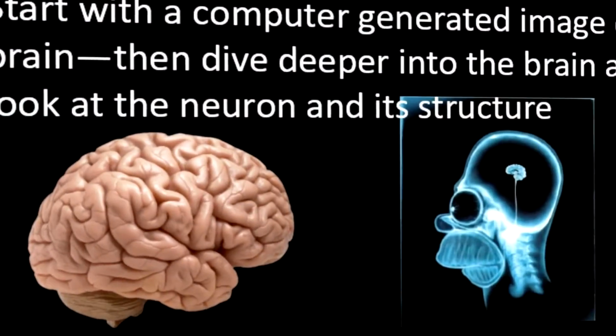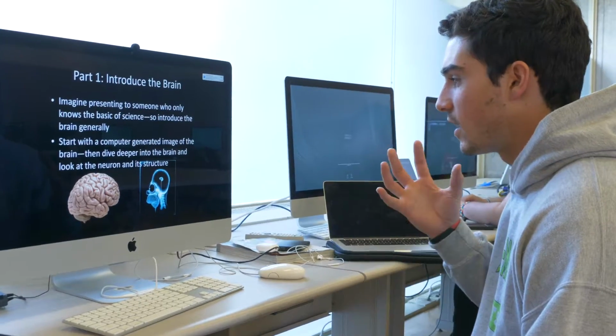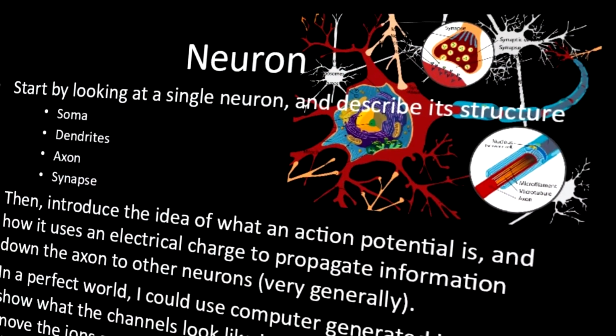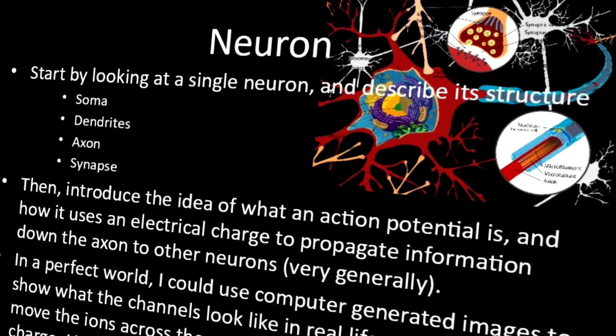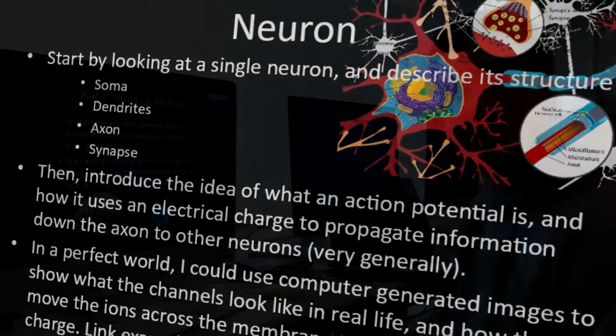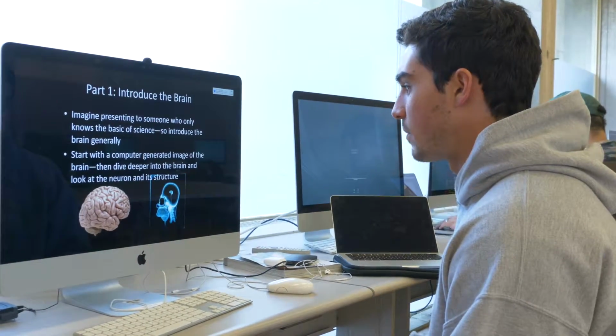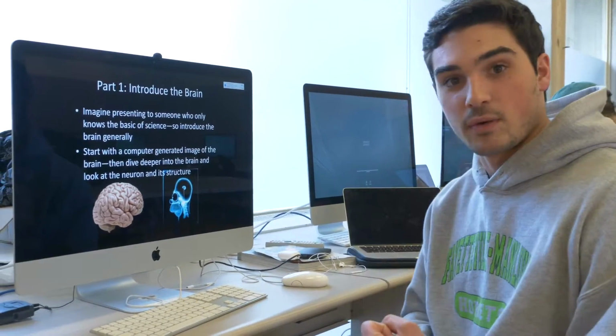So the project was, we were supposed to look at a part of the brain and some function that the brain does, and we were supposed to walk through what we would do to create a learning video. So what I chose to do was action potentials, which are basically how our neurons communicate with each other.